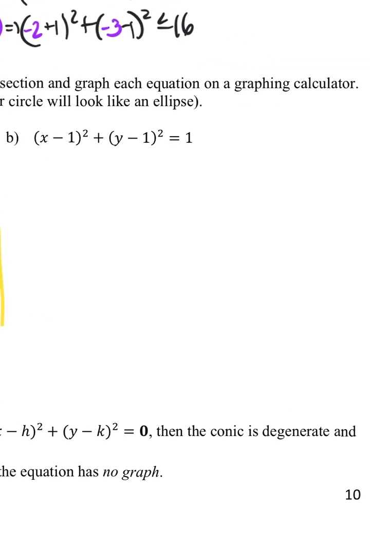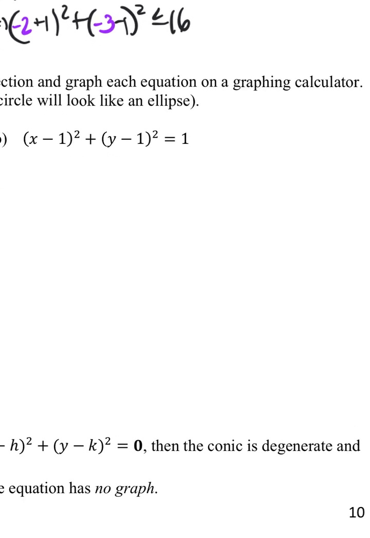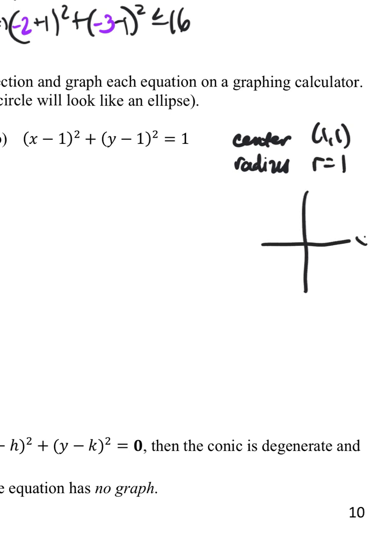So what if I have this equation? I know it's a circle because I have x minus h quantity squared plus y minus k quantity squared equals r squared. So again, I can easily identify the center and the radius. What would the center be? (1, 1). And the radius? 1. Okay, so again, I could graph this by hand.